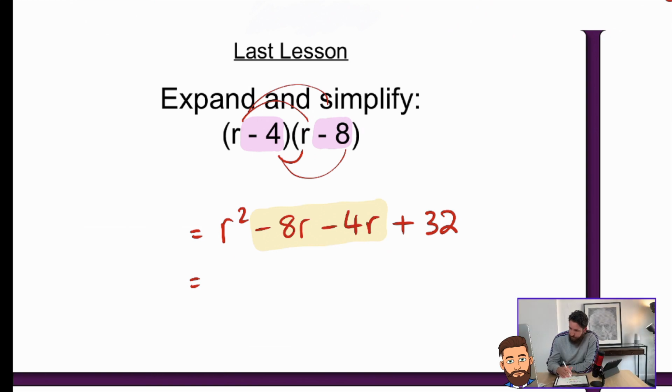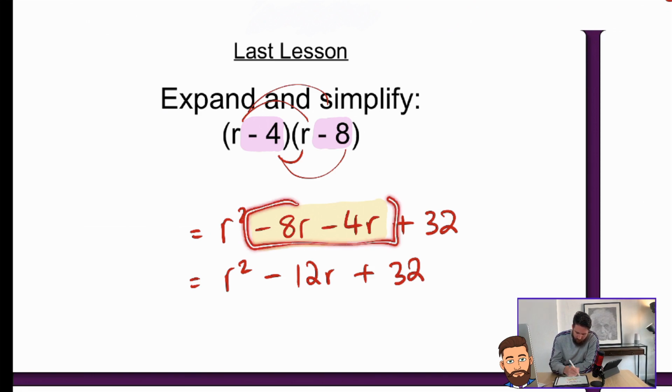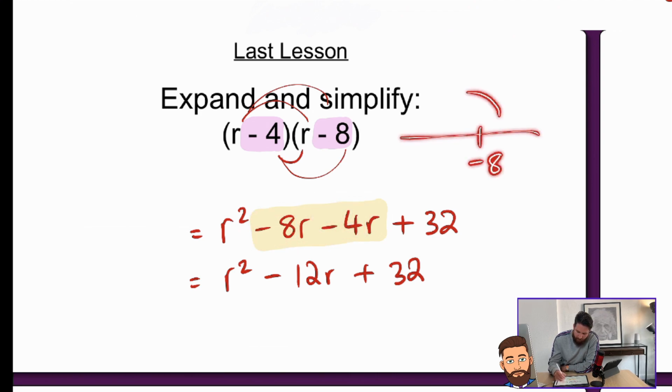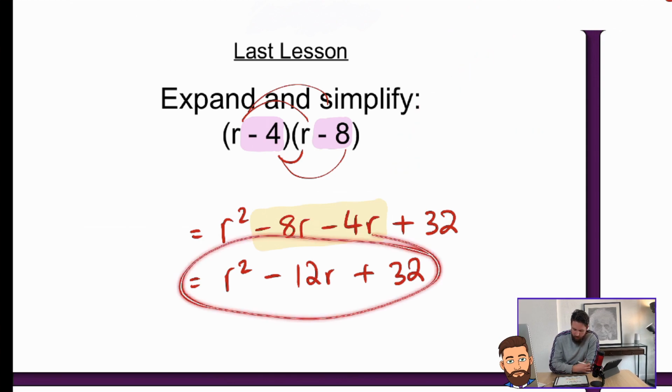So that will give us r squared minus 12r plus 32. Okay, so the misconception students make here: you're starting off at -8 and you're taking away 4 more. If you think about a number line, if you're at -8, you take away 4, it's going to get you down to -12. So that will be your final answer for that question.